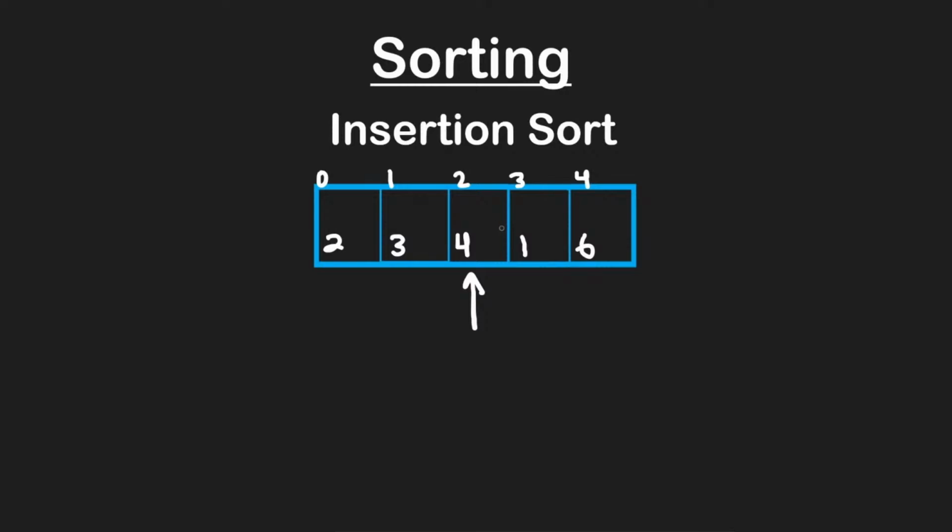So at this point we know that these values are in sorted order, we can shift our pointer to the right by 1 over here, and now things are going to get a little bit interesting. So now we have this sorted portion, and we have to figure out where the 1 should go.